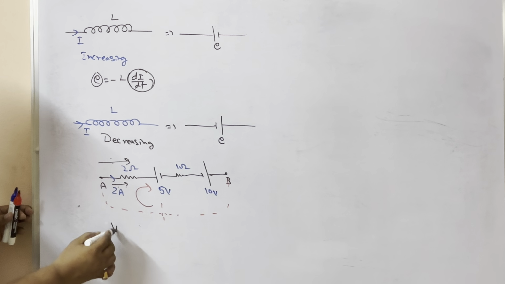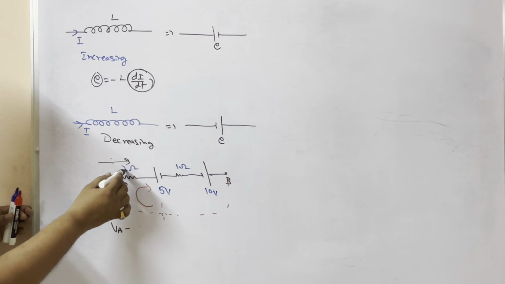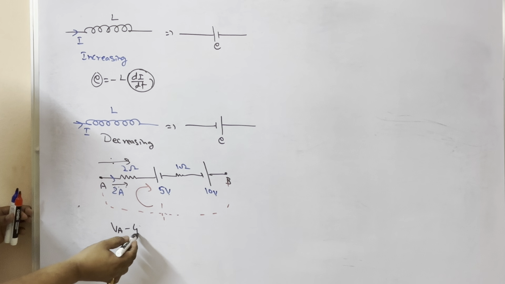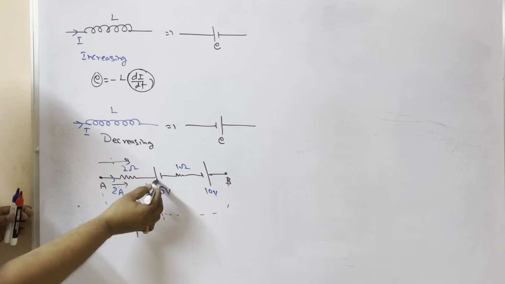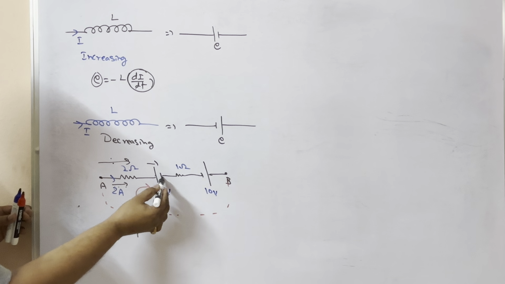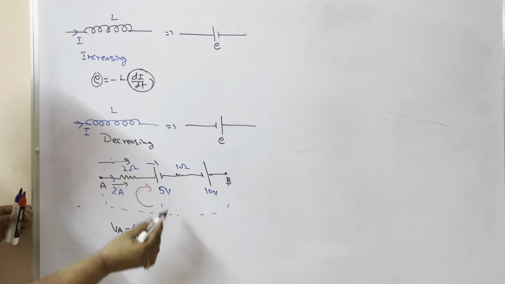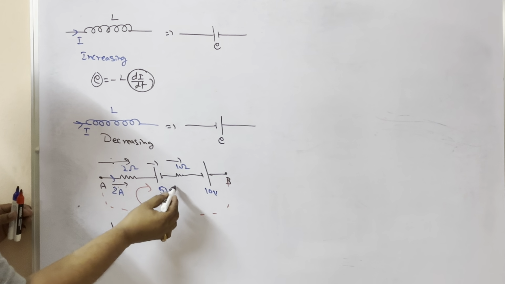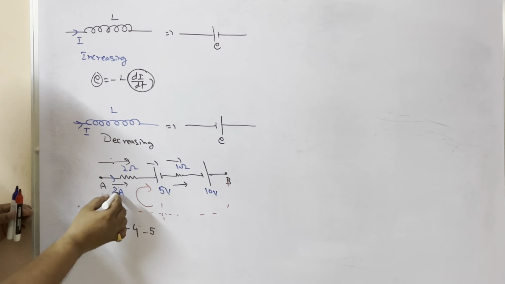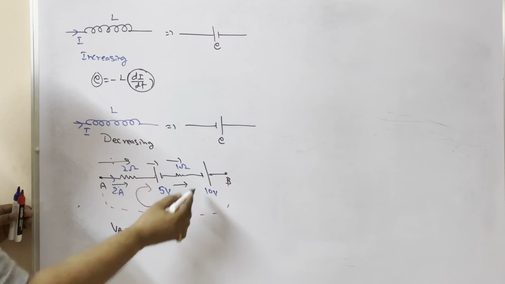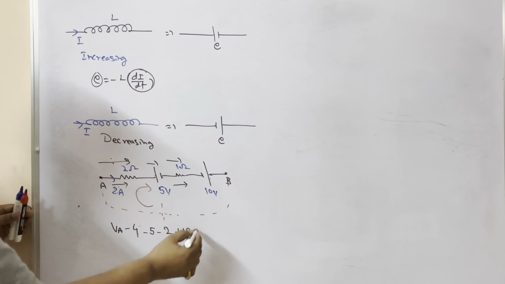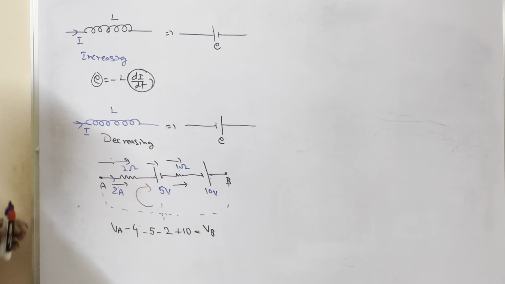We will start with A. VA minus 2 into 2, that is 4. Both are in the same direction, therefore minus 4. Next, here the cell is from positive to negative. Positive to negative means, as we discussed, minus 5 volts. Next, the loop is going like this, and current is also passing like this. Therefore, minus 2 into 1, minus 2. This is negative to positive, therefore plus 10, should be equal to VB.